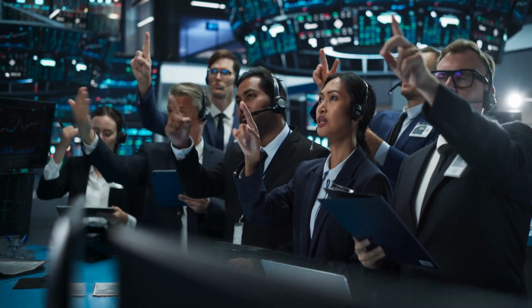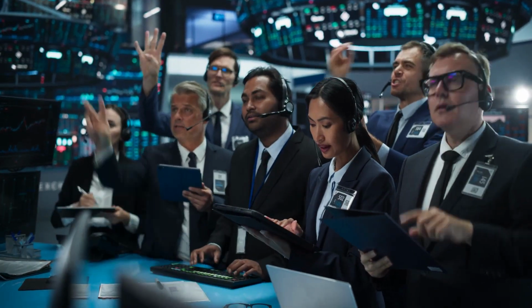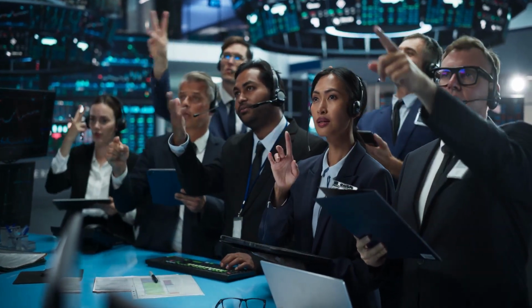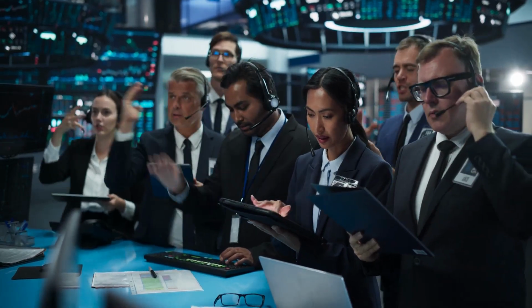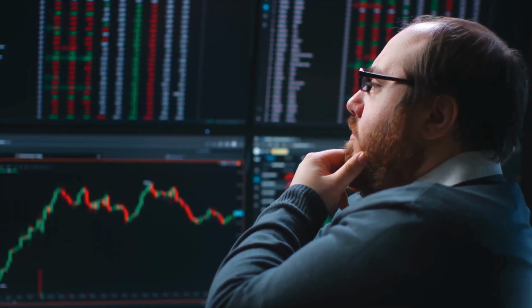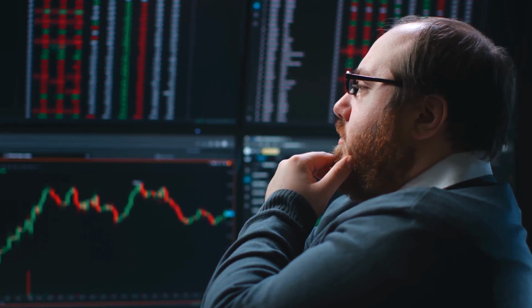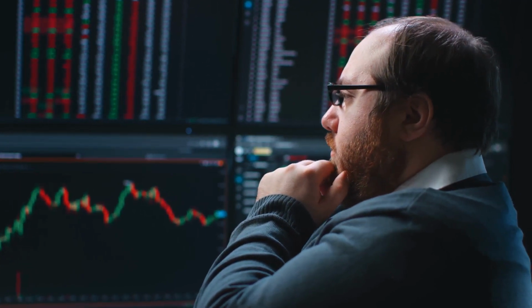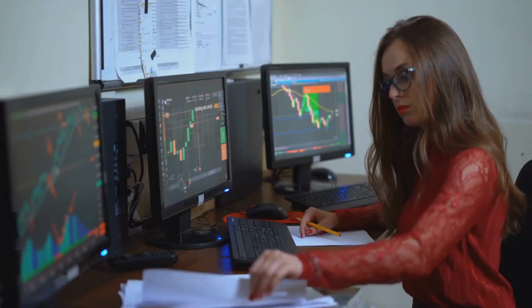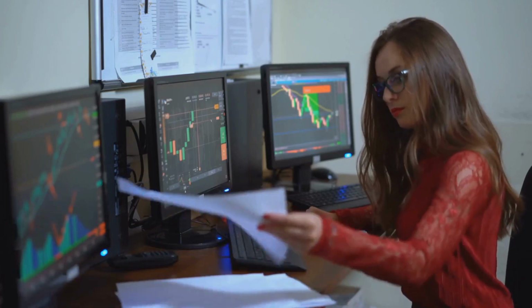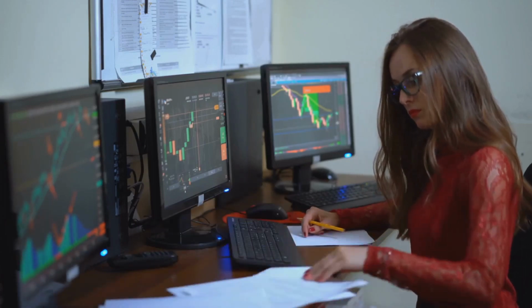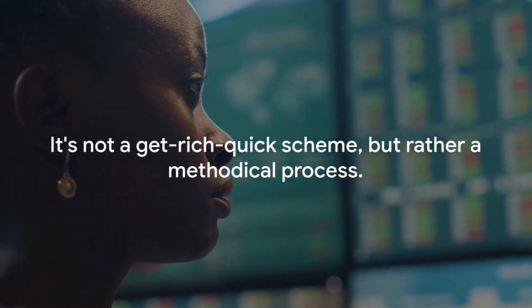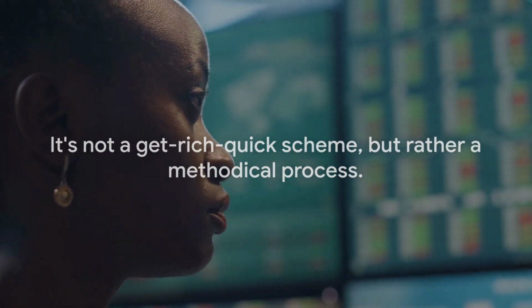However, like any strategy, tactical arbitrage is not without its downsides. Let's take a moment to discuss them. First off, there's a risk involved. Prices can fluctuate rapidly, and if you're not quick to act, you could end up making a loss. Secondly, it can be time-consuming. Hunting for profitable opportunities requires patience and a keen eye for detail. It's not a get-rich-quick scheme, but rather a methodical process.